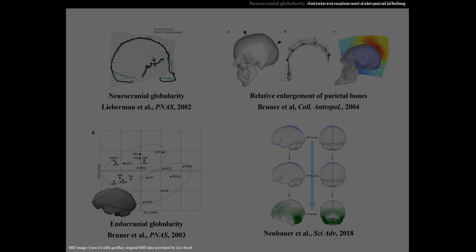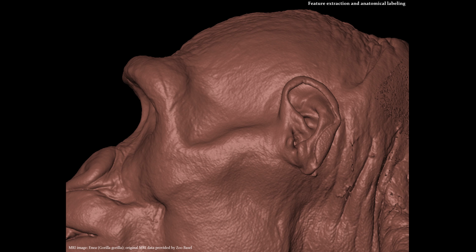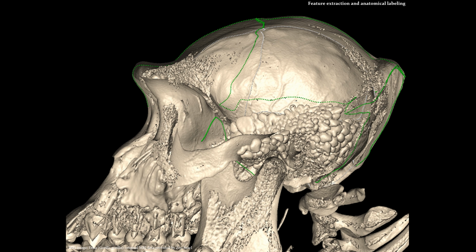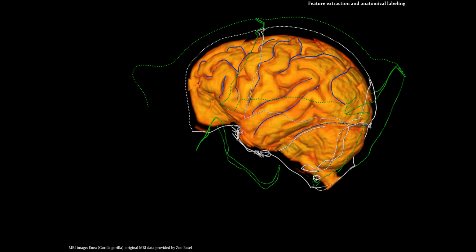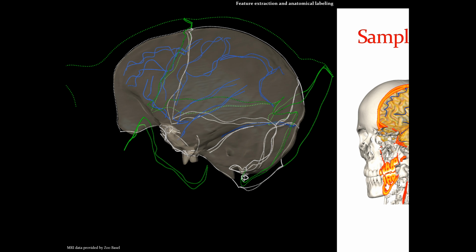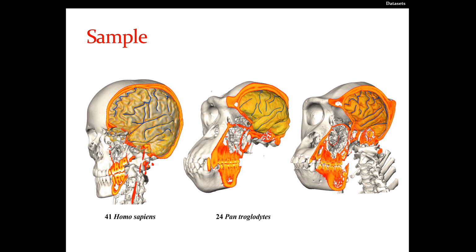Here we use MRI data and in some cases also CT data of the same subject of humans and great apes. We first extract features of interest on the external surface of the neurocranium. We do the same for the endocast and for the brain and extract the overall shape of the endocast. This is what a complete dataset looks like. We did this in 41 humans and 24 chimpanzees and also in 2 gorillas who were used for outgroup comparisons.